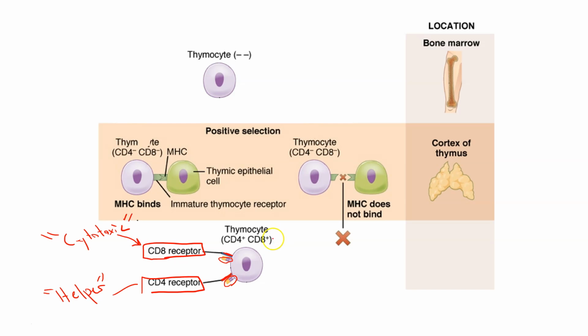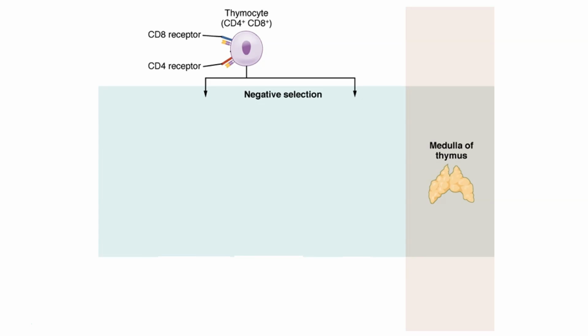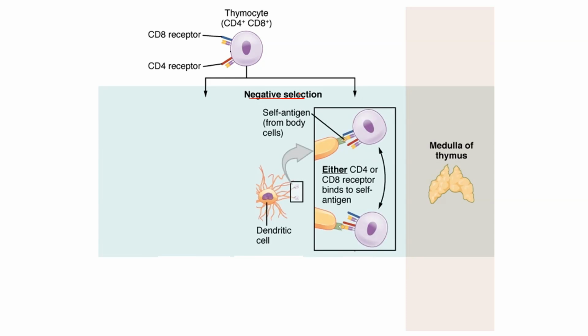Okay, but in either case, after going through the positive selection process, we basically end up with a thymocyte that has both CD4 and CD8. So it hasn't differentiated yet into a cytotoxic T lymphocyte or a helper T lymphocyte. From here, the lymphocyte will travel into the inner portions of the thymus. And here's where it goes through a very important process known as negative selection. And it's going to kind of go through the same rigmarole.